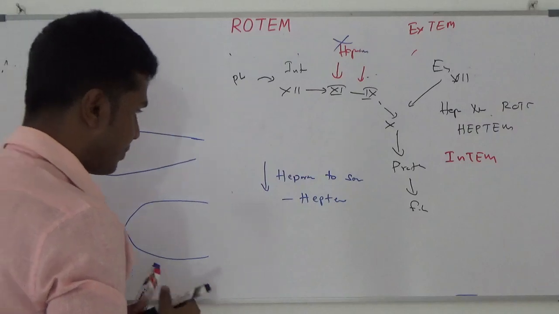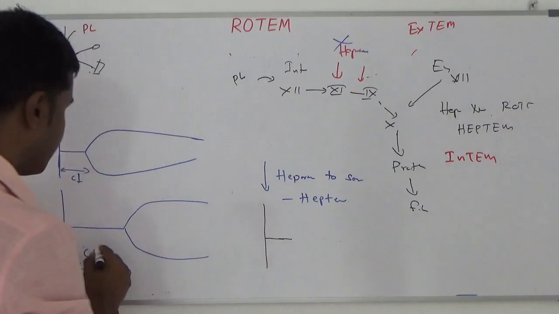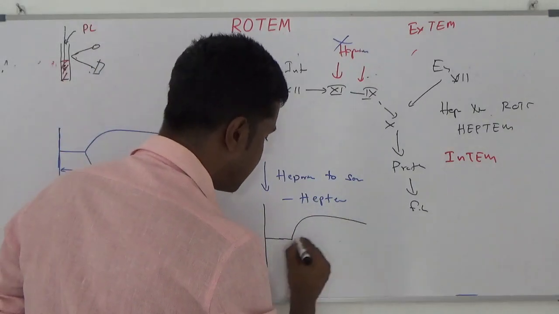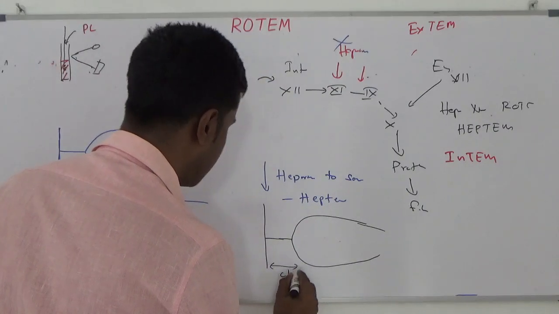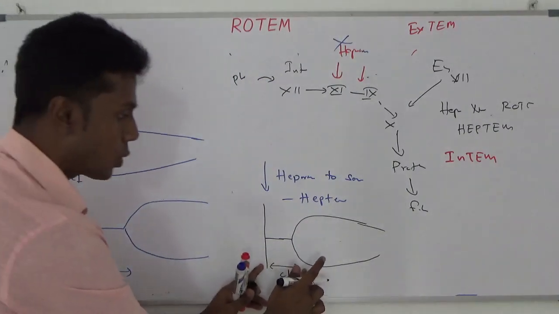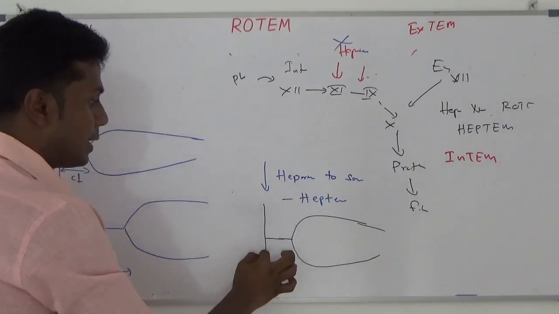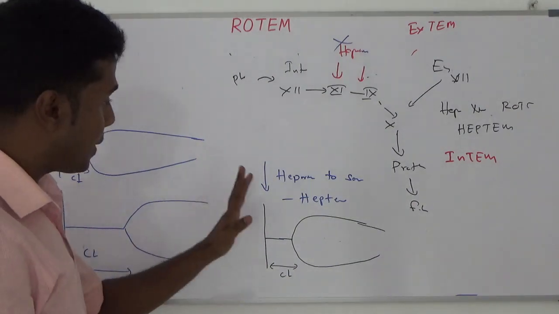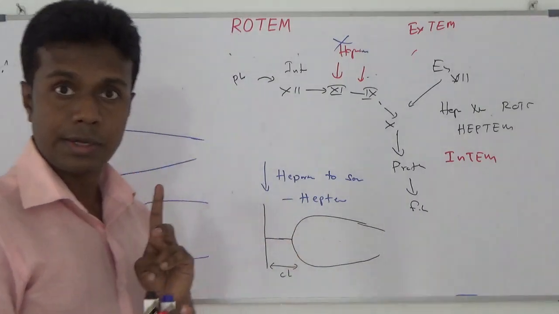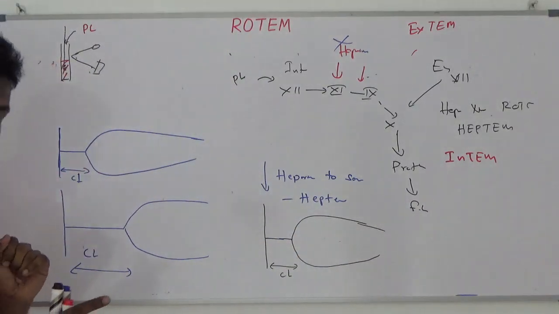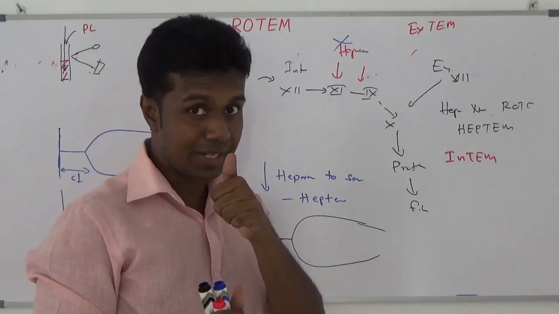After adding heparinase, the clotting time came to normal. Clotting time here from here to here has now become normal. So because of that, I can say my patient's bleeding is due to heparin. I have to neutralize the effect of heparin. You have to give some kind of substance in order to neutralize the heparin effect. You know what the substance is.